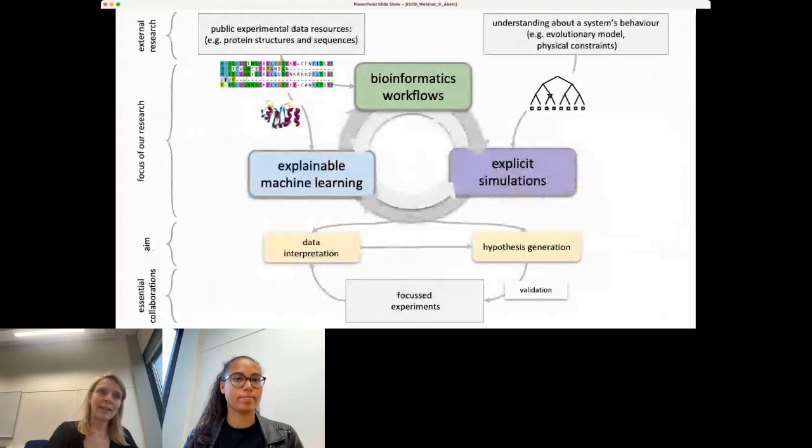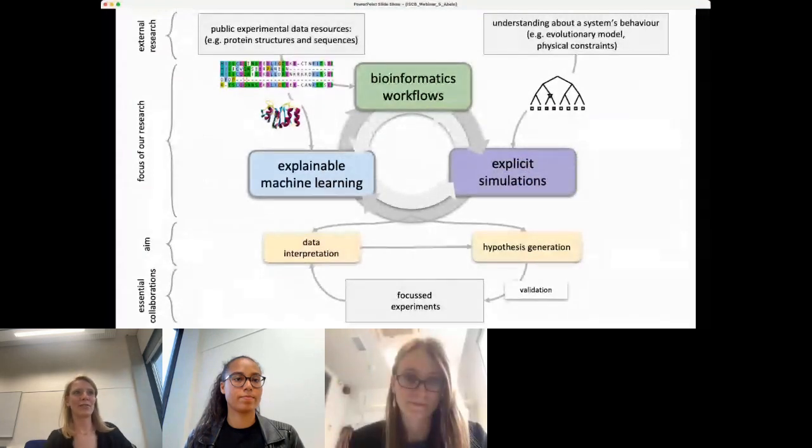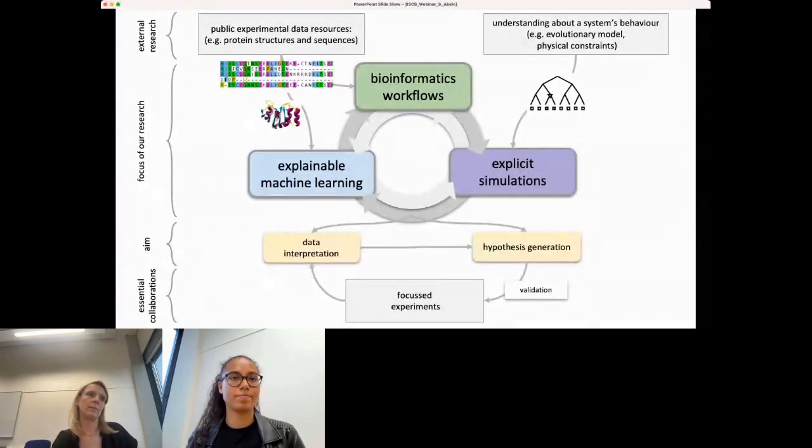All right, so generally, I would like to use this multitude of computational techniques: bioinformatics workflows, explicit simulations, and explainable machine learning. And from this, we generate hypotheses, and then we work very closely together with experimental collaborators who help us to set up new focused experiments. And then the models and the explainable machine learning may actually also help us with the data interpretation.